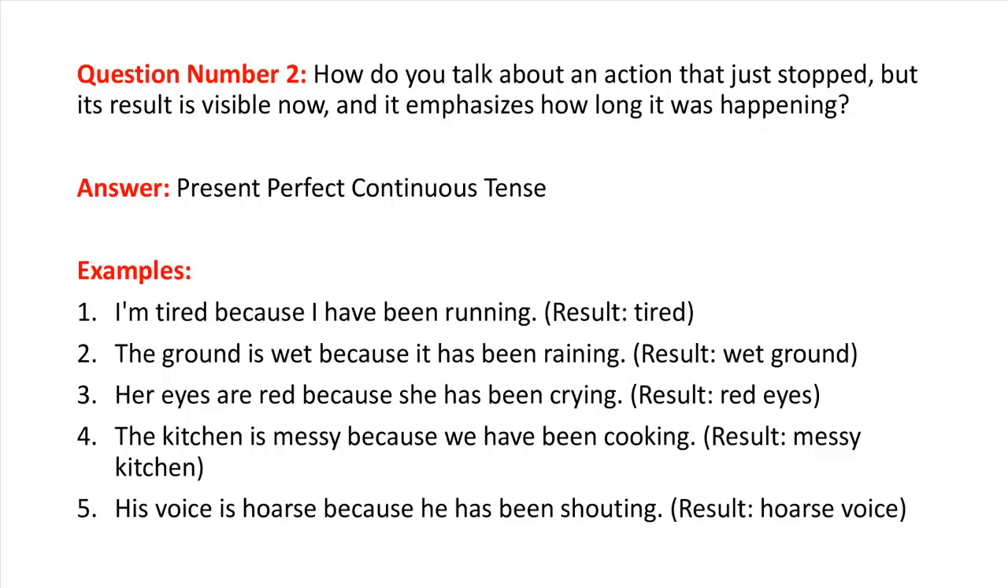Question number 2. How do you talk about an action that just stopped, but its result is visible now, and it emphasizes how long it was happening? Answer: present perfect continuous tense. Examples: I'm tired because I have been running. Result: tired. The ground is wet because it has been raining.